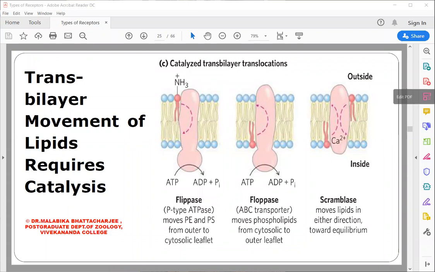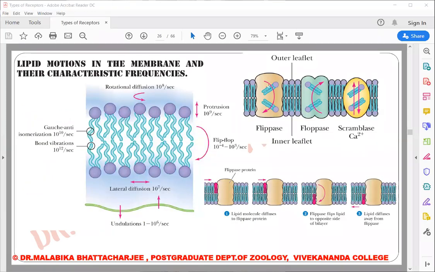And then what scramblase does is, at times, it moves the phospholipids of the inner leaflet to the outer leaflet. So that is scramblase. It can move lipid in both directions. Another picture you can see: flippase, floppase, scramblase. And this is the movement.